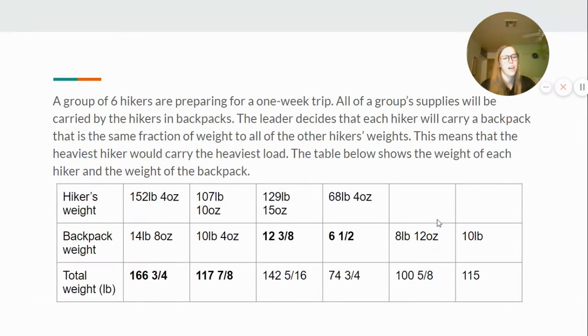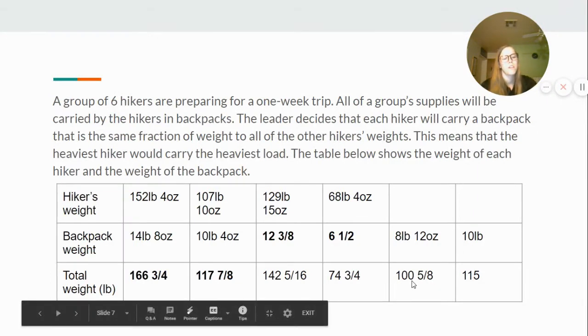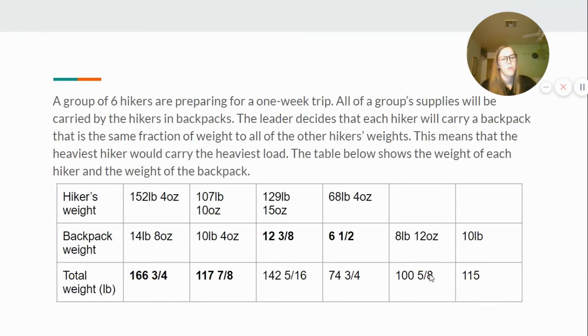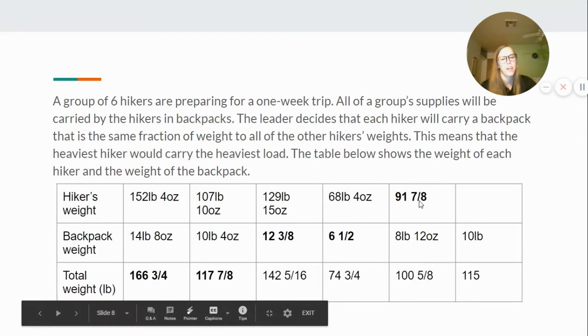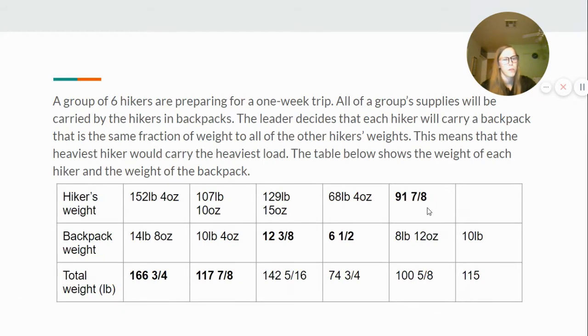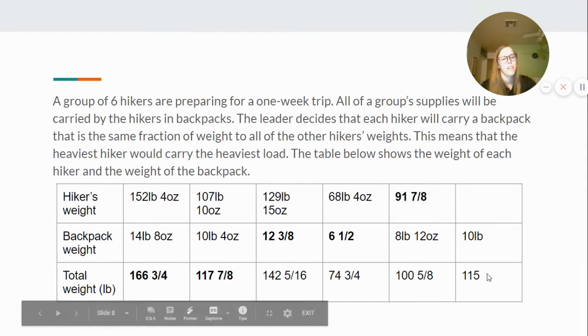Now we figure out the hiker's weight. So 100 and 5/8 minus 8 pounds, 12 ounces. 5/8 is going to be 10. So we end up with 91 and 7/8, or 14 ounces. And then finally, an easy one, we end up with a 105-pound hiker.